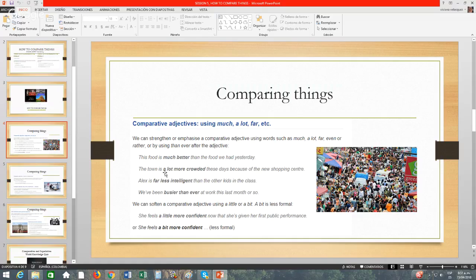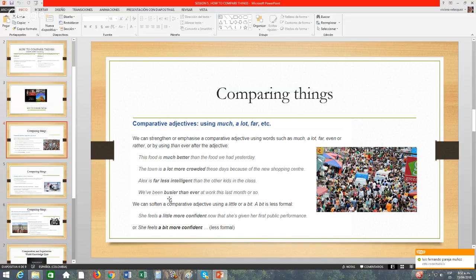Similar when you use a lot more crowded. The normal comparative will be more crowded, yes? But emphasize, you say a lot more crowded. So you say demasiado, muchísimo más poblado, más concurrido, right? Will be a lot. Alex is far less intelligent than the other kids in the class. Far in this case is like mucho, menos inteligente. So it is more like the distance you put from one person to the other instead of the comparative forms. Yes? Okay.